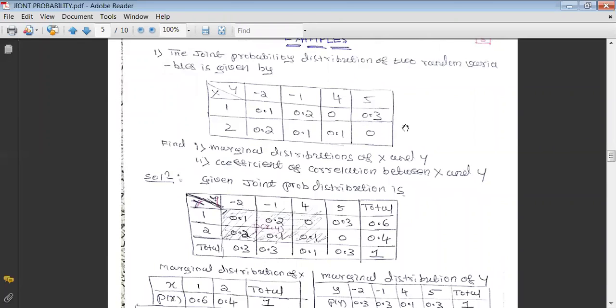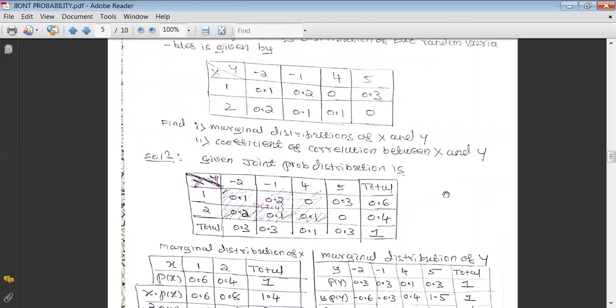Now, for the given joint distribution, the first question is we have to find the marginal distributions of x and y. Then we have to calculate the coefficient of correlation between the two variables x and y. In order to find the marginal probability distribution, first of all, for a given joint distribution, we have to take the row total as well as column total. First, let us write the joint distribution as it is. Now, let us take the row total as well as column total.